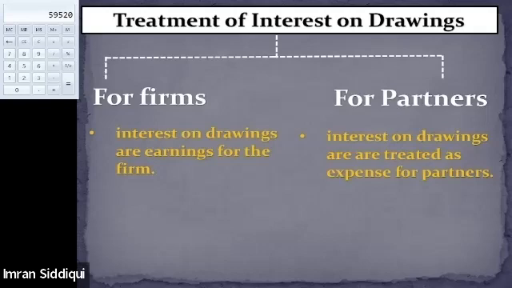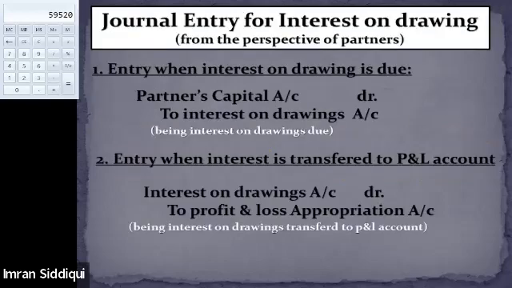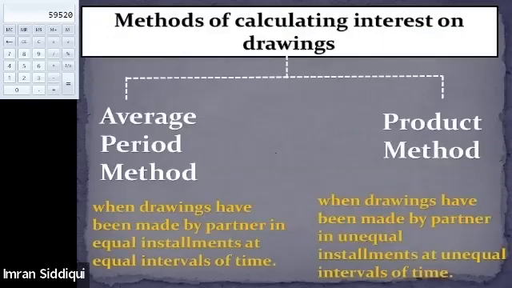All right, let's start. In the last class, we talked about the calculation of interest on drawing. And I've told you that there are two methods by which interest on drawing can be calculated. One is the average period method, and then we have the product method.